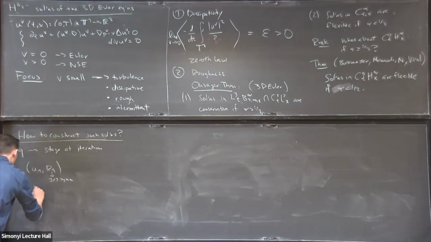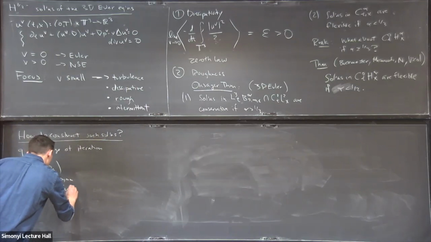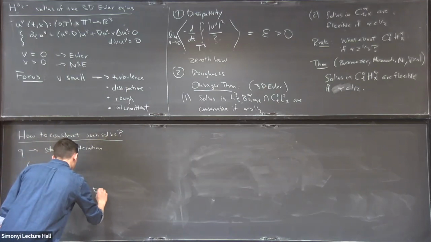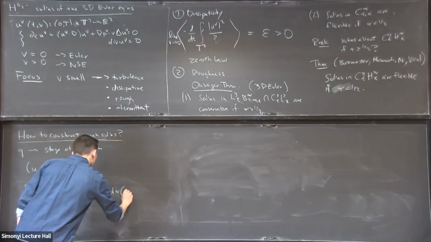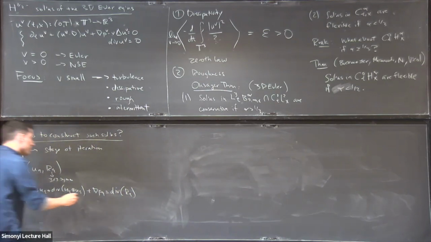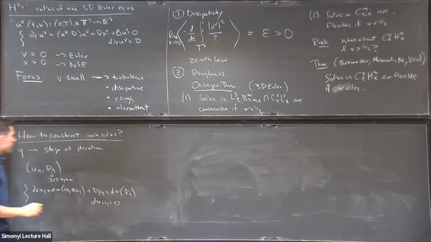UQ, I'll write the Euler equations pulling the divergence out to emphasize that I'm building weak solutions. And on the right-hand side, I put divergence of RQ. And then I should also impose that divergence of UQ equals 0.